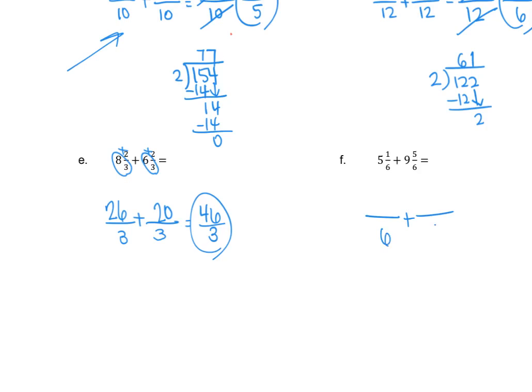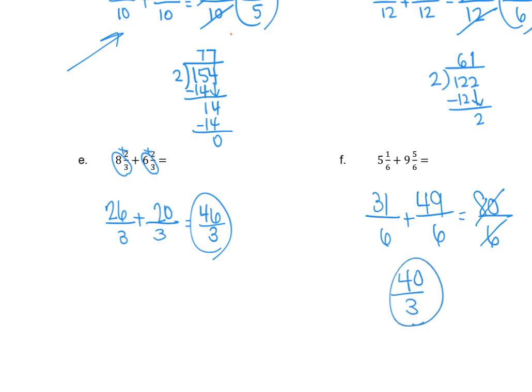And then I have 6's on the bottom. I have 31 over 6, and I have 49 over 6. Which means I have 80 over 6. They're both even, so I have 40 over 3. And that's all that one simplifies to.